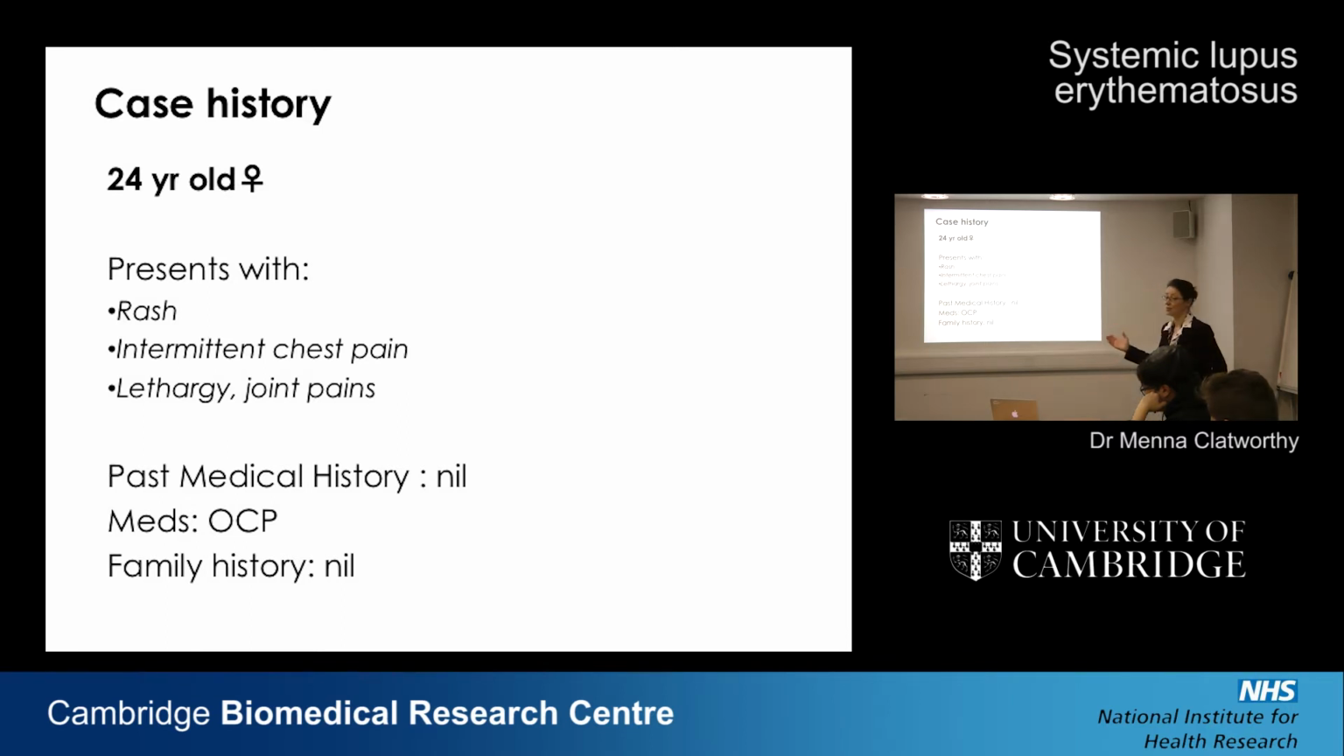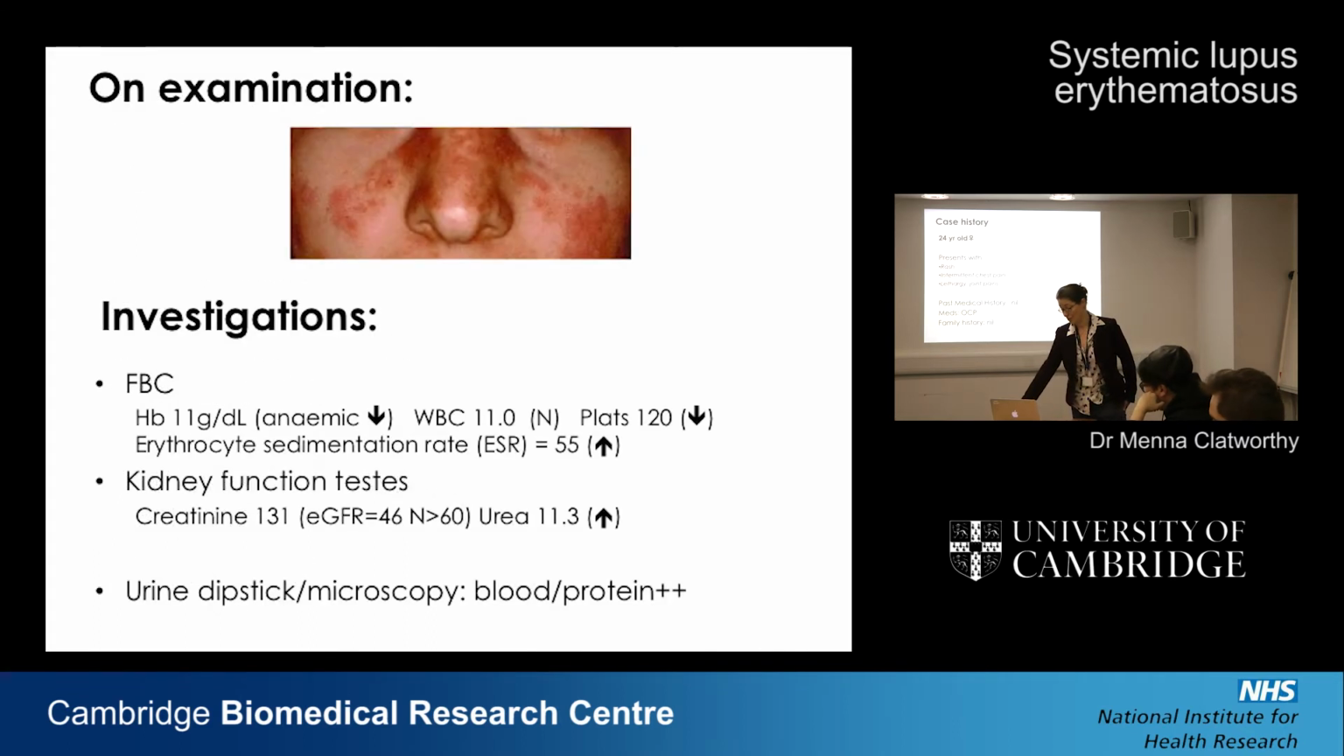And actually, this lady was relatively young and had previously been completely fit, so had not had problems. The only medicine she was taking was the oral contraceptive pill, and she actually had no family history of disease. So you will have learnt already that it's important to take a family history in patients who present with diseases, particularly ones that you think might have a genetic etiology.